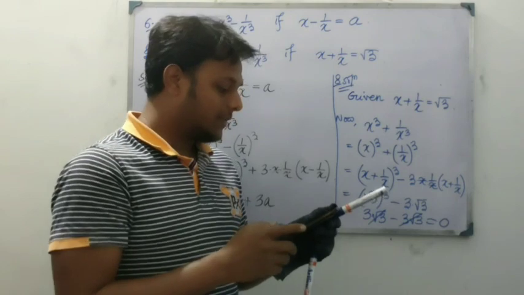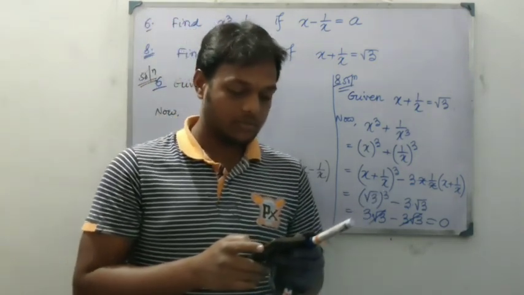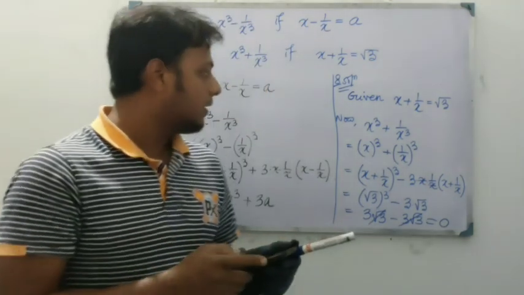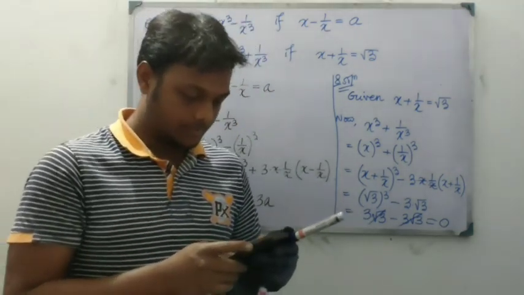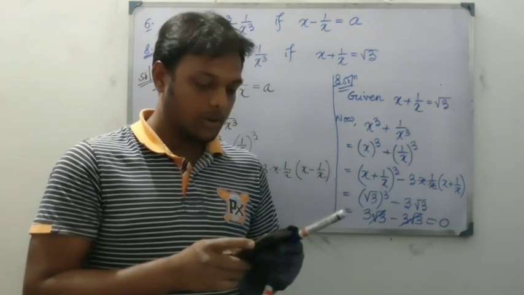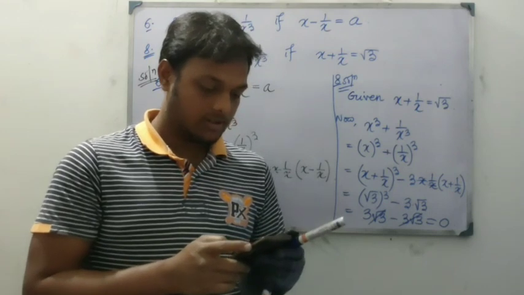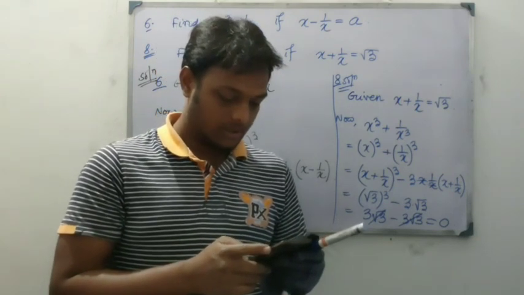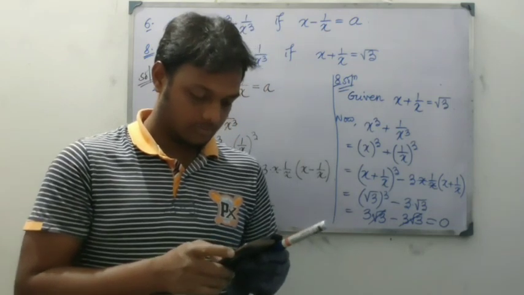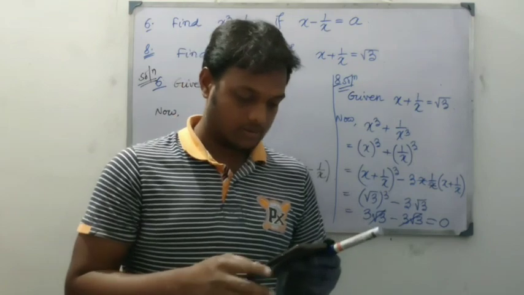Here, given that (x plus 1 by x) whole square equals 3, so x plus 1 by x will be root 3. Okay. After the same problem, next I will solve problem numbers 12 and 13. Okay, 12 and 13.